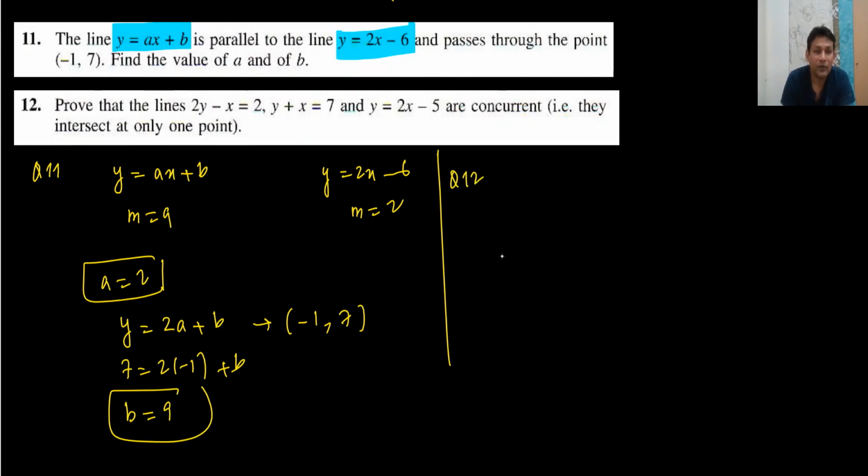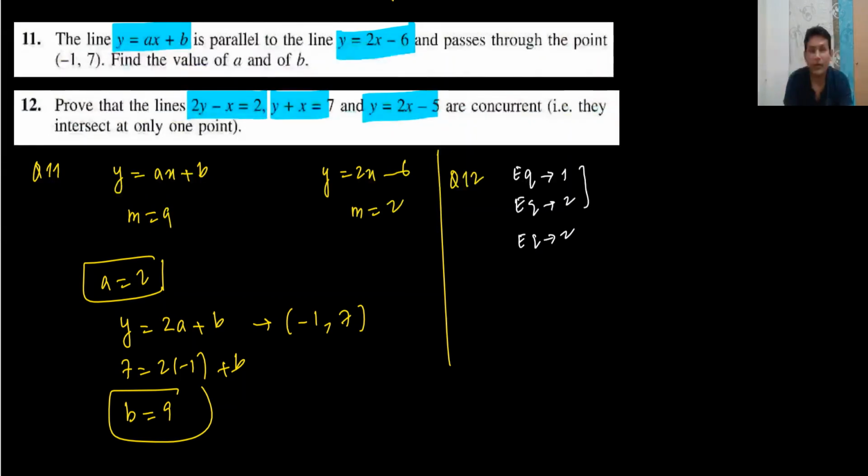Question number 12, which is the last question of 7.5. Let's see. Prove that this line, this line and this line are concurrent, they intersect at only one point. Actually, in this question, I would just like to give one idea of how we can do it. We have a formula, and I can use that formula to find the coordinates directly. But you have to do one thing. We have equation 1, equation 2 and equation 3.